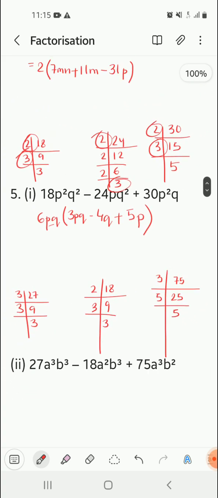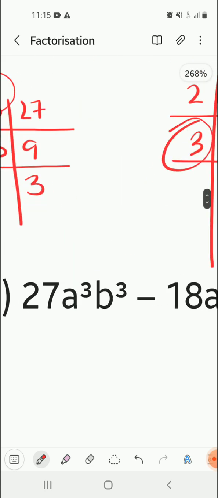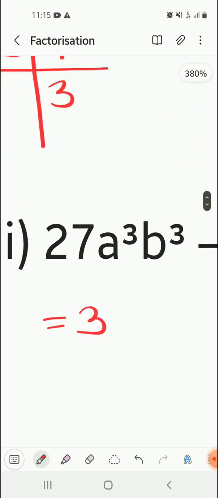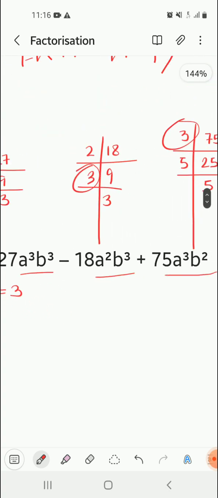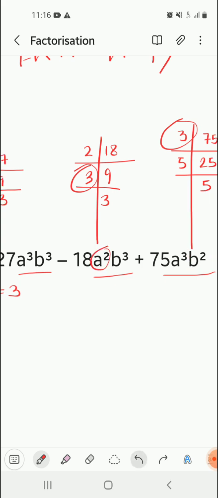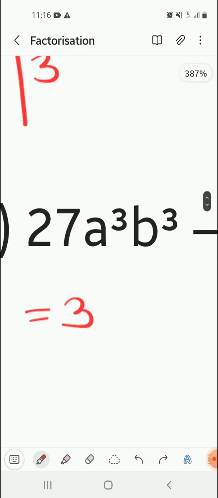Now see, pick all the common factors. This is the HCF. See, 3, 3 here and 3 here. This is the only common factor in all these three numbers given. So HCF will be 3. You see we have a cube b cube, a square b cube, a cube b square. So the least power that we have for a is a square and for b is b square. So we are going to write a square and b square, and take it as common.